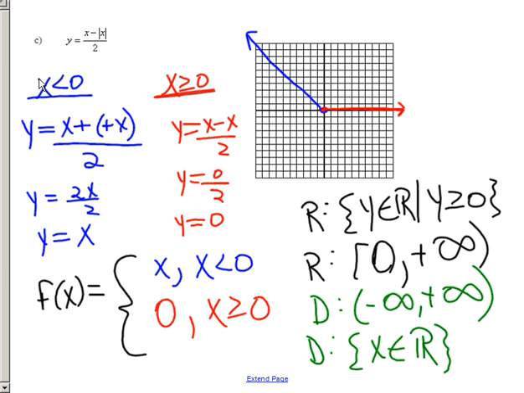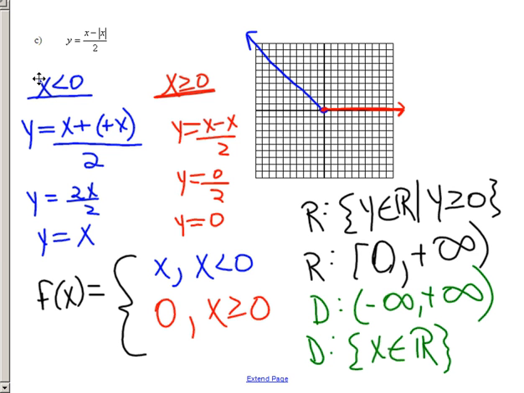X-intercepts, it has multiple x-intercepts. It has x-intercepts at every point where x is greater than or equal to 0. The y-intercept is the point 0, 0. I'm not necessarily going to list them on problems like this. I usually don't ask when you have something strange like that.